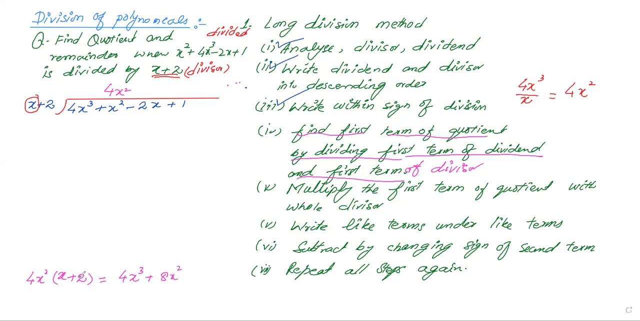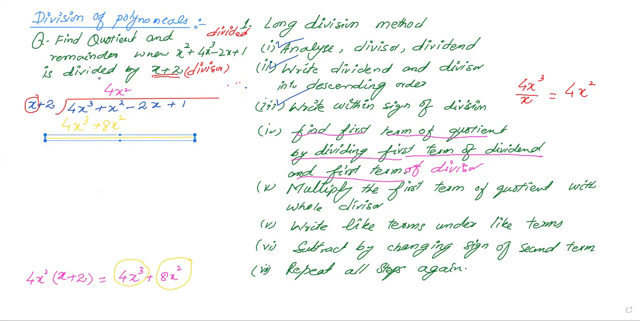Now you have to write the terms of this product under the like terms. What is the meaning of like terms? The term of the cube you have to write under the term of the cube. You have to write 4x cubed under the like term. The second term, we have plus 8x squared, you have to write under the x squared. Now you have to subtract. How will you subtract? By changing the signs of the second term.